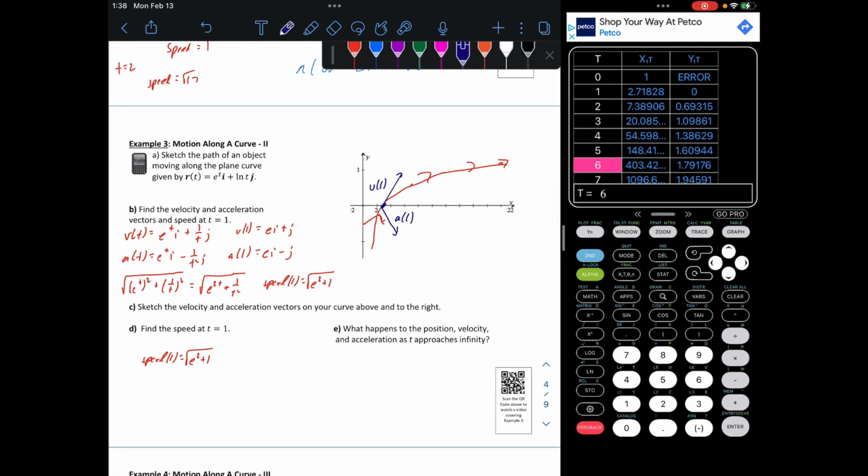All right, so question E, what happens to the position, velocity, acceleration as t approaches infinity? Well, let's just take a look here. As t gets bigger and bigger, x and y are both going to increase forever. x is going to increase really quickly, y not so quickly, but it still will. The velocity and the acceleration vectors will approach infinity for the x portion, but for the y portion, they're going to get closer and closer to 0. So the x portion of our velocity and acceleration will get bigger and bigger. The y portion will get smaller and smaller.